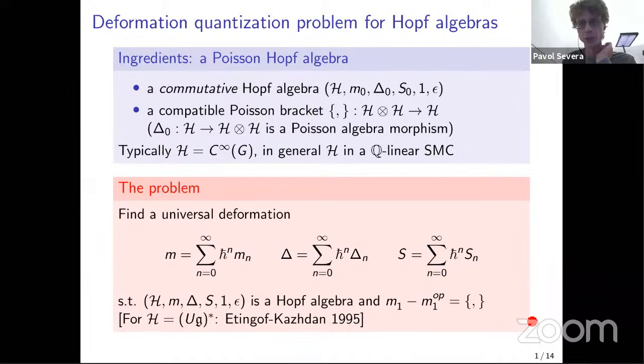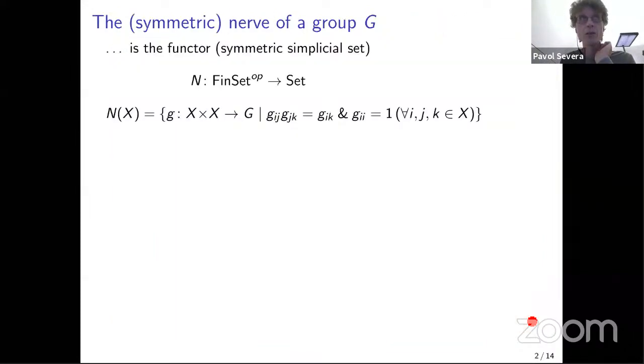We were using simplicial methods. So let me start with just recalling how one assigns to a group a simplicial set and how one can reconstruct the group back from the simplicial set. The simplicial set is called the nerve of the group. It's denoted by this N.